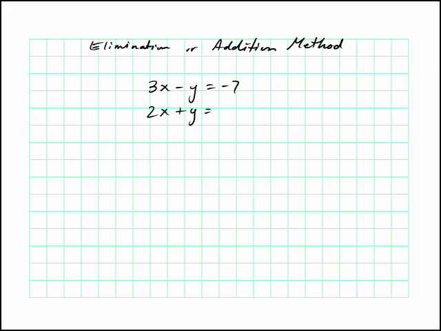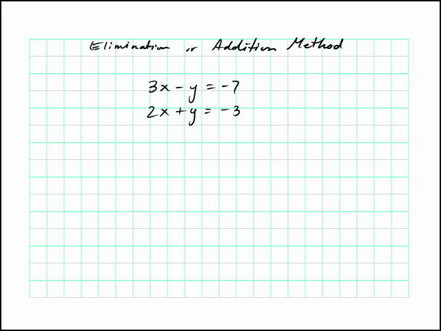Now, we've talked about the graphing method, the substitution method, but those aren't the ones that are actually used most often. The most often used method is what's called the elimination method or the addition method, depending on what book you have. And it works like this. Let's take this example, 3x minus y equals negative 7, and 2x plus y equals negative 3.